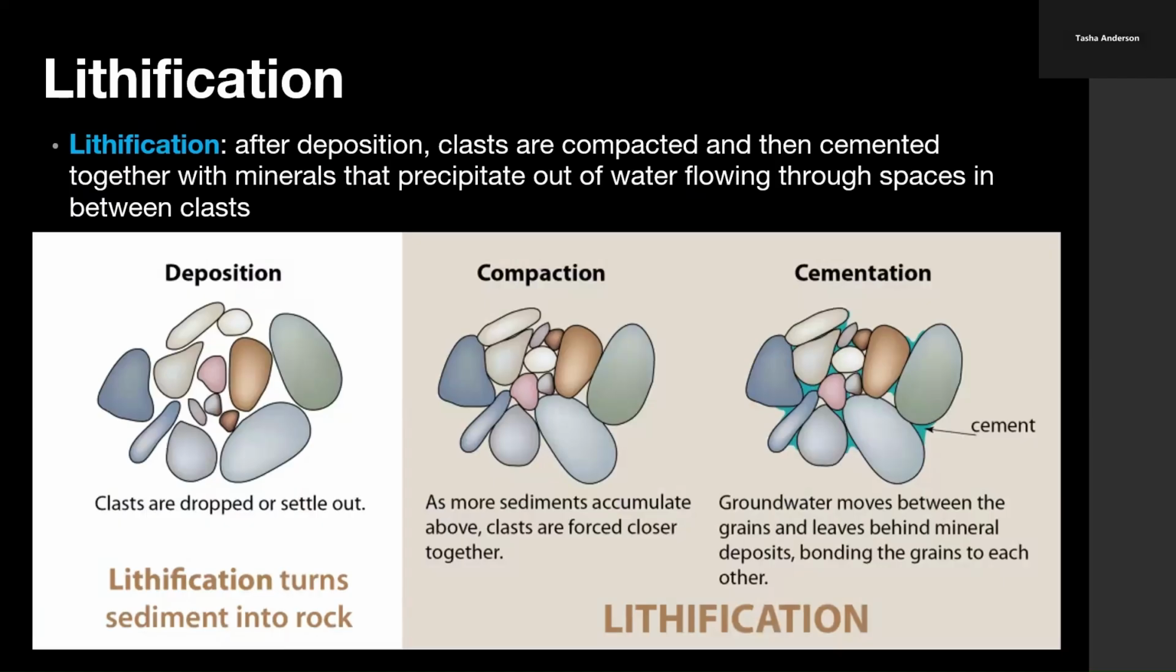After deposition, sediments, also called clasts, are dropped and settle out of the transporting medium. Over time, they become rock through lithification, which involves the compaction and cementation of the clasts. As pressure builds, the grains are squeezed together and minerals precipitate from water into the pore space, binding the grains and turning the loose sediment into a solid rock.